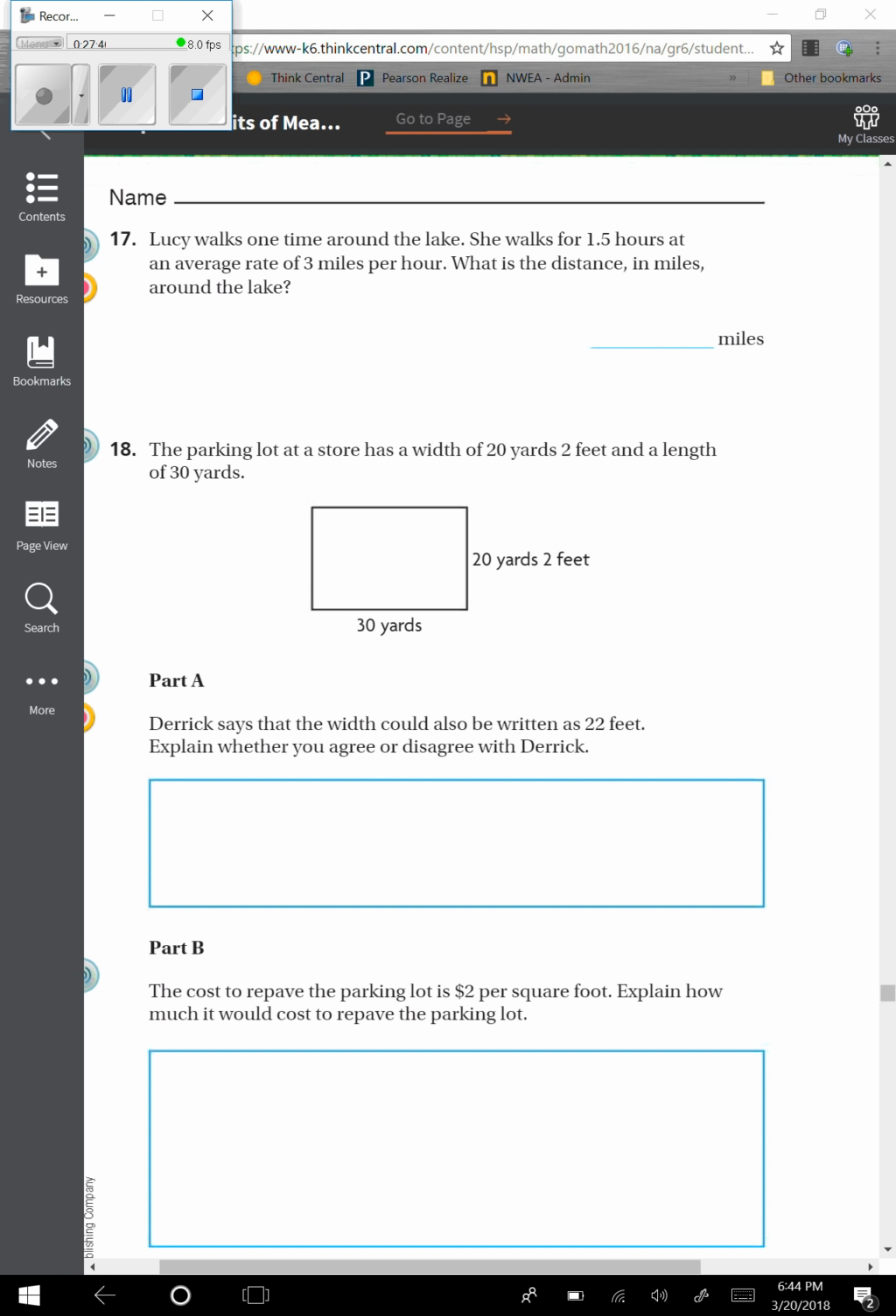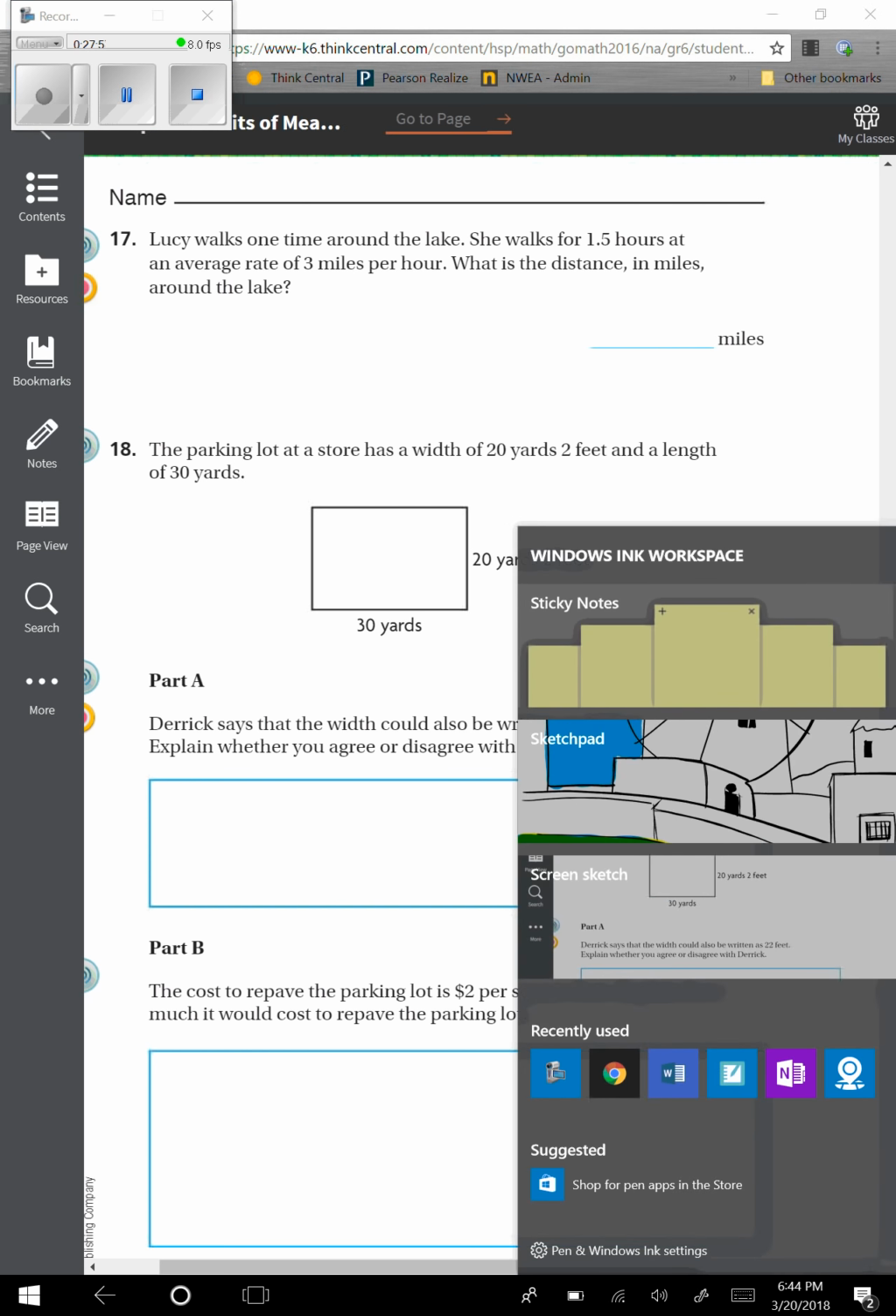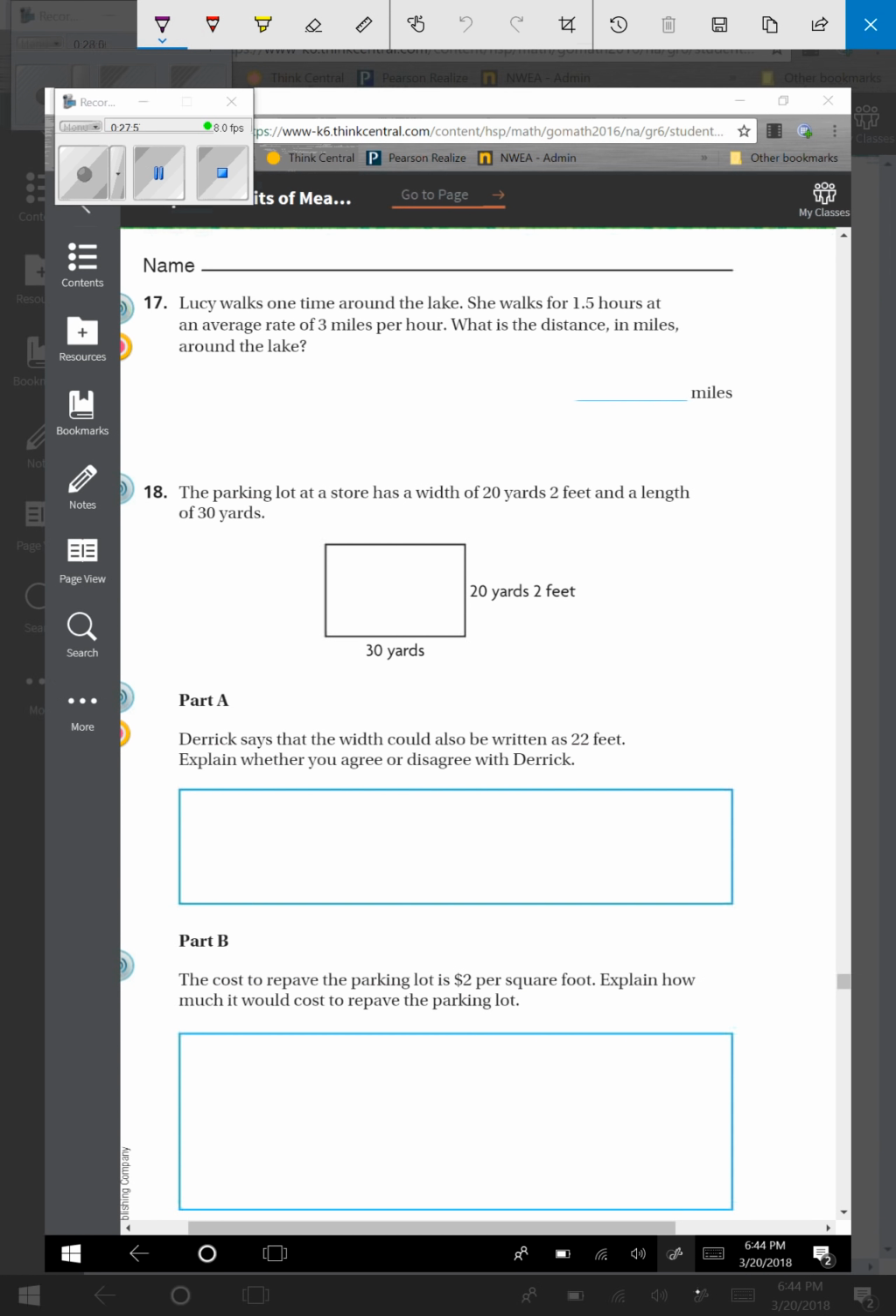Lucy walks 1 time around the lake. She walks for 1.5 hours at an average rate of 3 miles per hour. What is the distance in miles around the lake? So we need to know she walks for 1.5 hours at a rate of 3 miles per hour. What is the distance? So we're going to use distance equals rate times time.